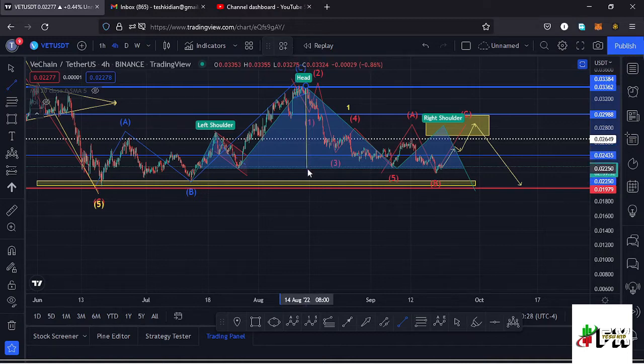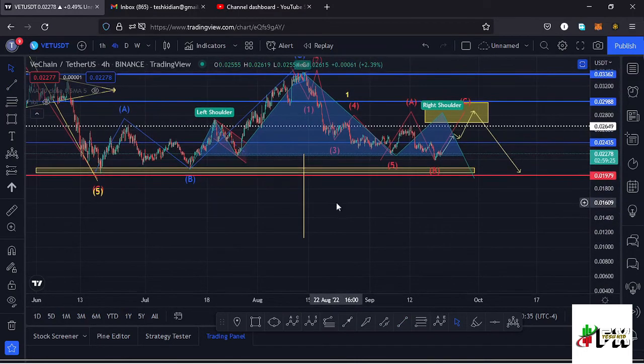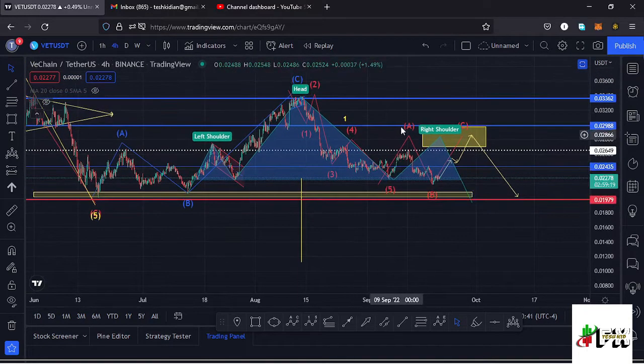So using a trend line, we can get that height between the head and the neckline, then place it down here to get a minimum target area to the lower side, and that gives me a minimum target area back to around the $0.01 mark. So in case we see this movement to the upside in the formation of a wave 2 and see a breakout out of that head and shoulders pattern, it's possible that we might get back to around the $0.01 mark.